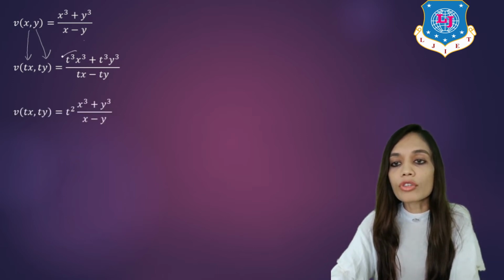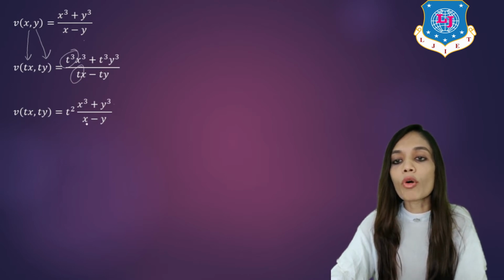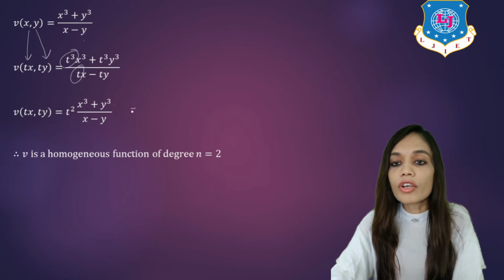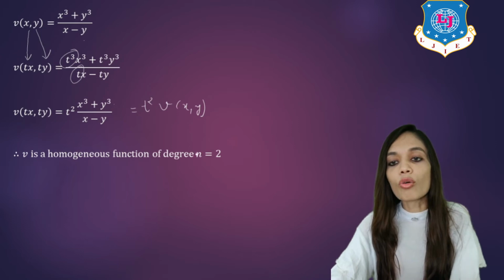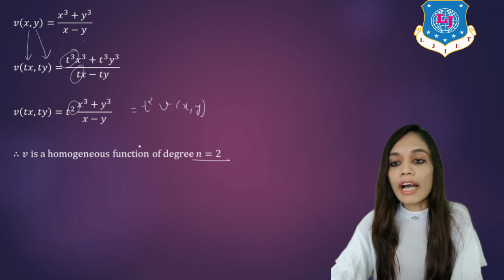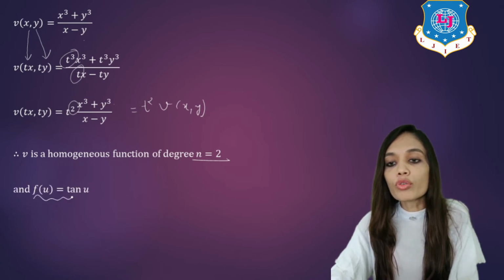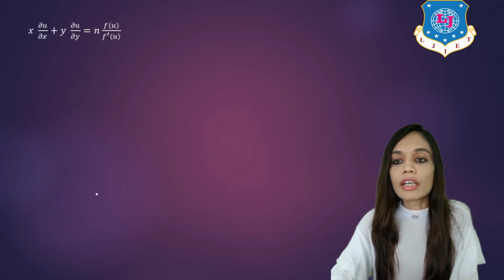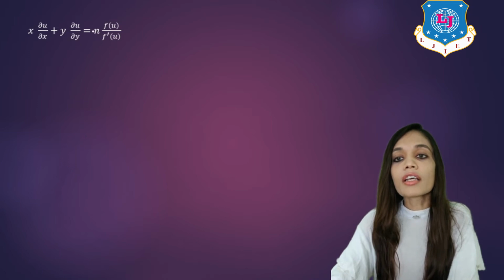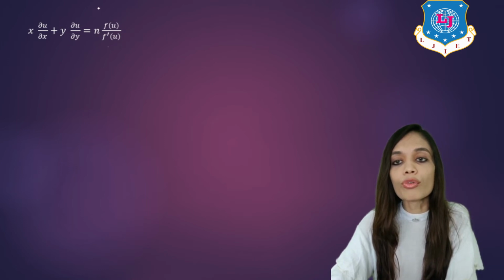From the numerator take out t cube common and from the denominator take out t common. So finally you will get t square times (x cube plus y cube) upon (x minus y). So this is equal to t square times v of x comma y. So we can say that v is a homogeneous function of degree n equal to 2. Now let us define f of u, that is equal to tan u. Now we will find x del u by del x plus y del u by del y, that is given by n f of u upon f dash u, which is our modified Euler's theorem.